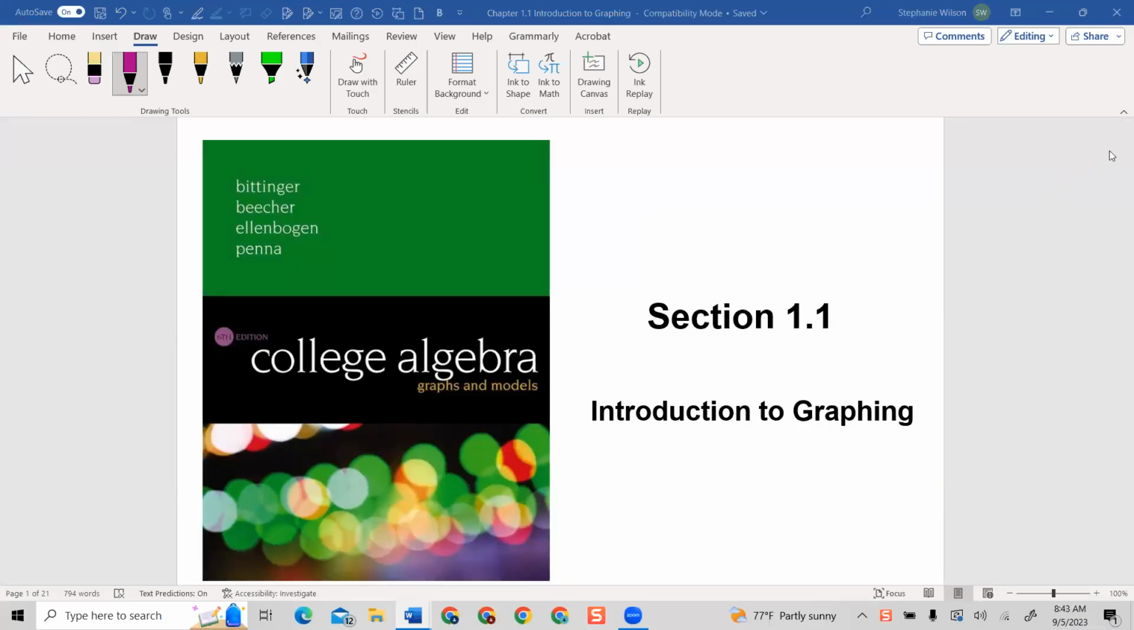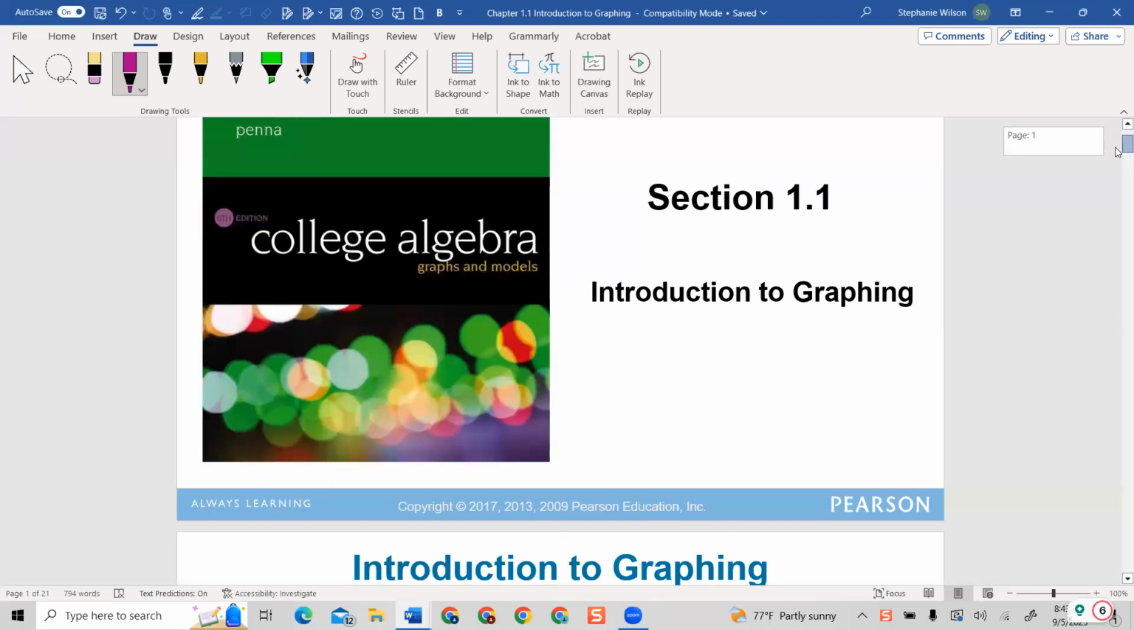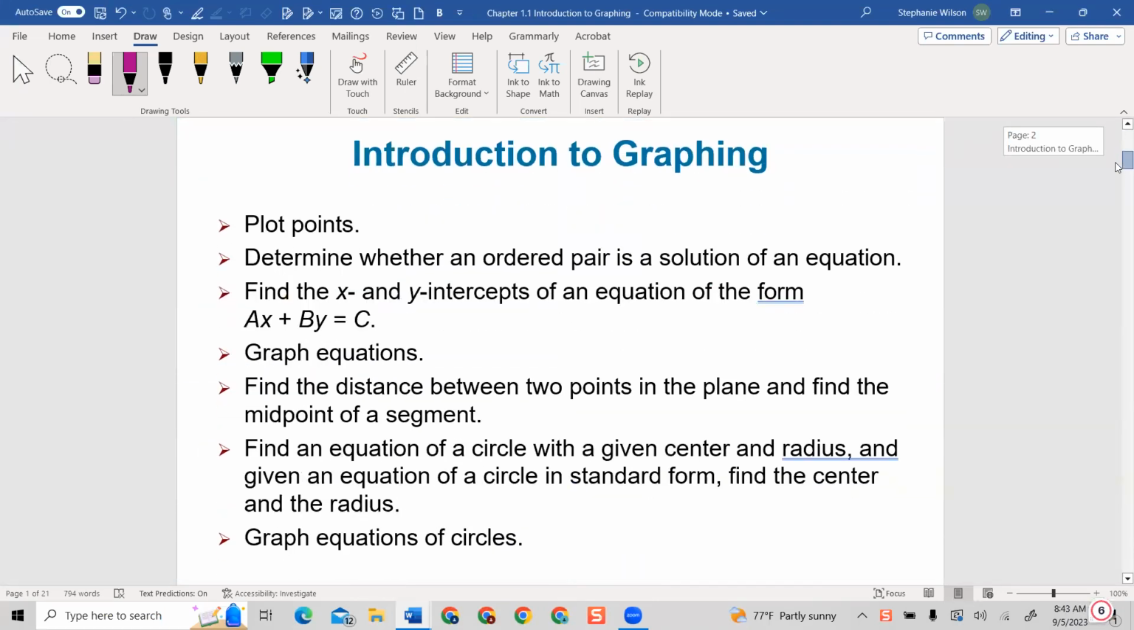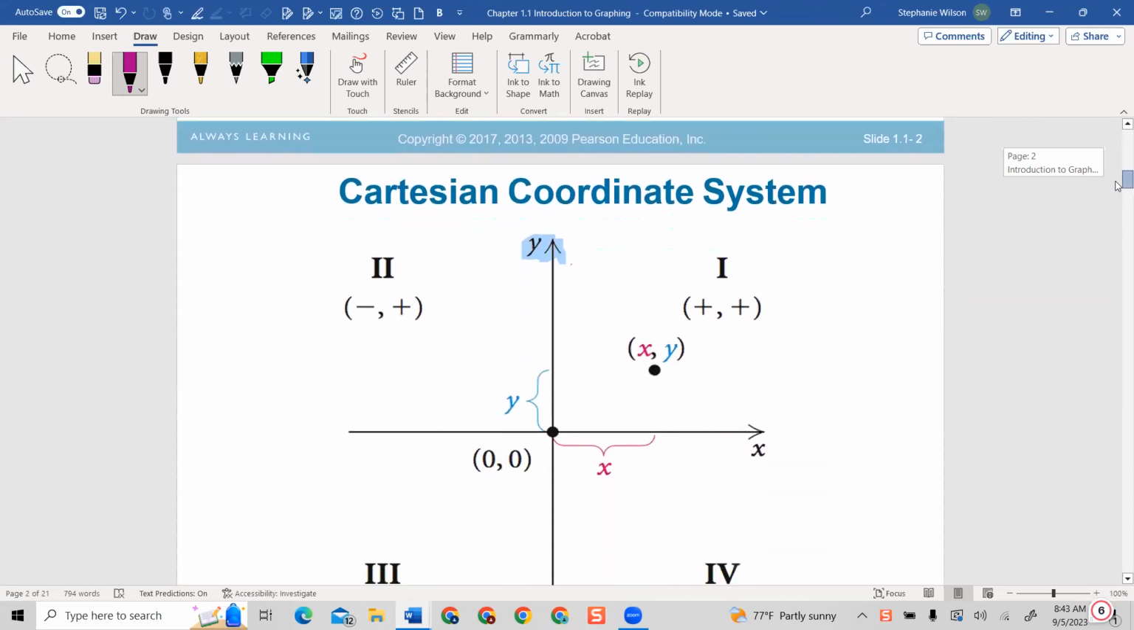Hello. Today we're going to talk about graphing. So let's do an introduction to it. If you want to pause this to read the information of what we're going to be covering, the objectives for this section. Now let's move on.